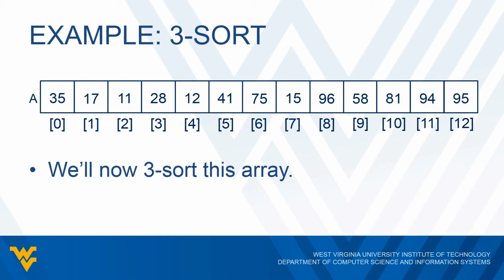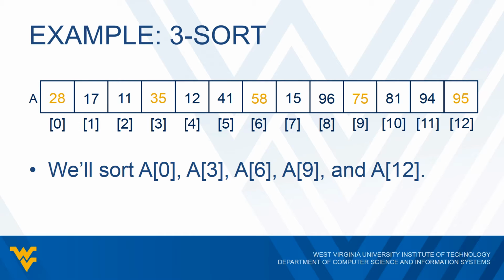We'll now do the same thing, except we're going to 3 sort the array. The idea is that we sort the array by some gap, and then the next time we do a smaller gap. So this time we'll 3 sort the array instead of 5 sort. Here we'll sort A0, A3, A6, A9, and A12 because those elements are 3 apart from each other. When we do that, we put 28 in A0, 35 in A3, 58 in A6, 75 in A9, and 95 in A12.